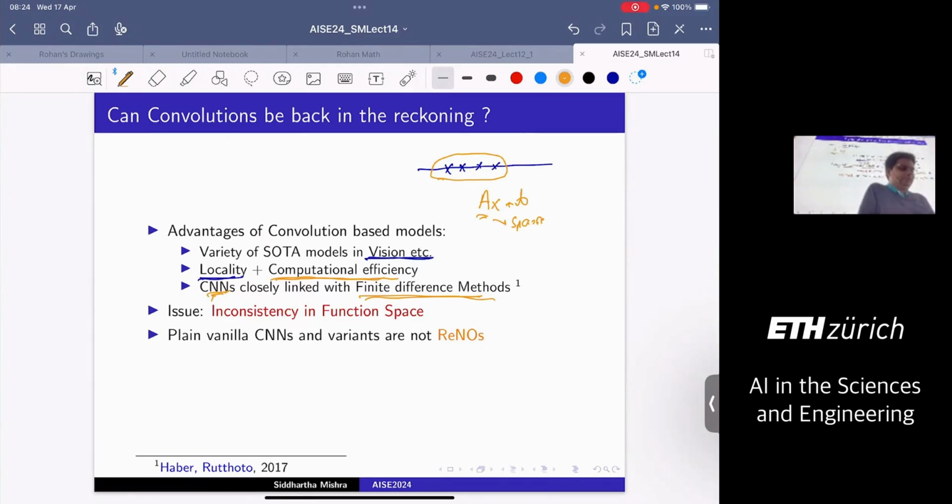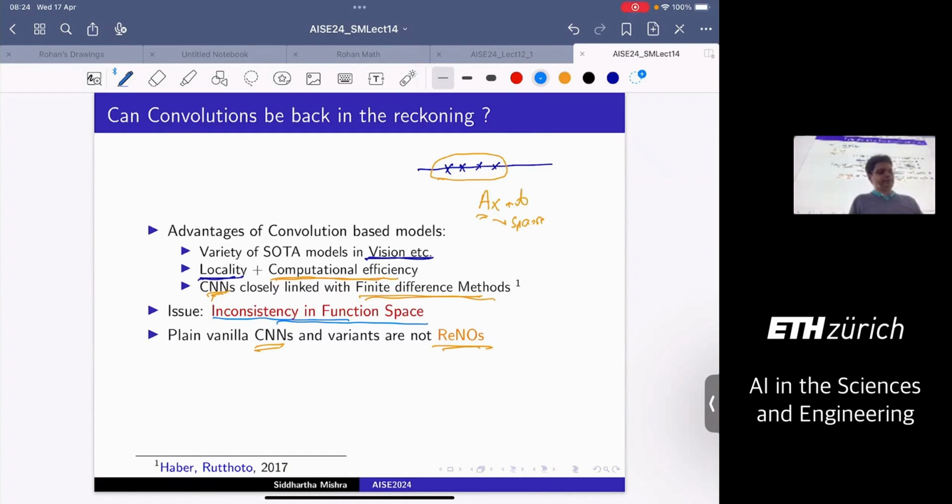We somehow bring them in. There is, of course, a big issue. If you remember, even in our last two lectures, we know that CNNs are not ReNOs. There is some inconsistency in function space. And somehow we have to work with it and remove this inconsistency to be able to solve this problem in some sense. Okay?